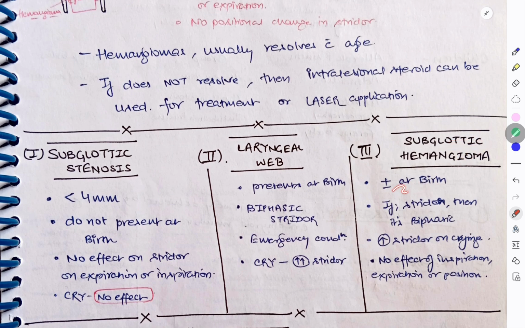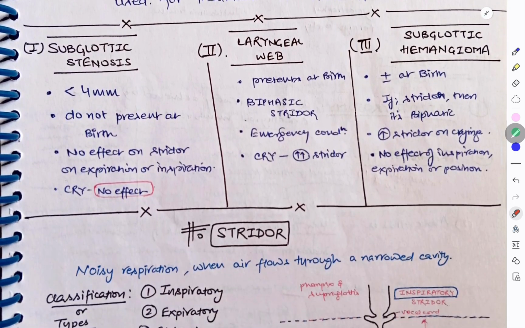Coming to subglottic hemangioma, it may or may not present at birth. If stridor is present, then it is mainly biphasic because of mainly complete obstruction, and stridor increases on crying, and there is no effect of inspiration, expiration or position in subglottic hemangioma. So this was just a summary of these things. So this was about the congenital lesions in the larynx.